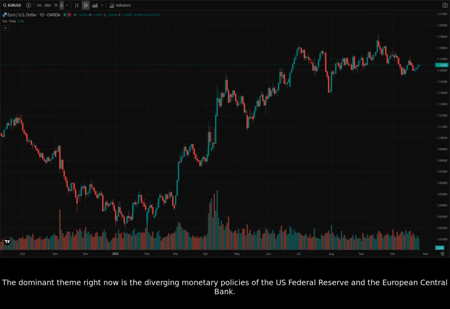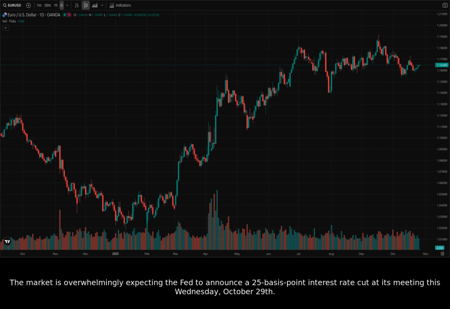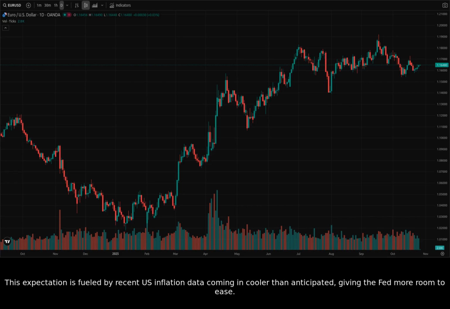The dominant theme right now is the diverging monetary policies of the US Federal Reserve and the European Central Bank. The market is overwhelmingly expecting the Fed to announce a 25 basis point interest rate cut at its meeting this Wednesday, October 29th. This expectation is fueled by recent U.S. inflation data coming in cooler than anticipated, giving the Fed more room to ease.